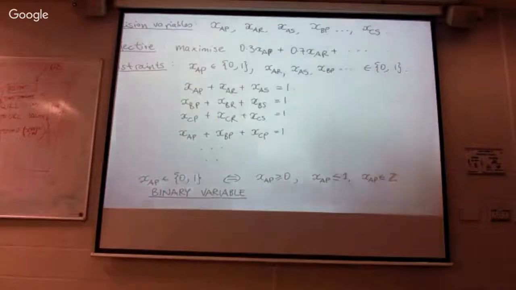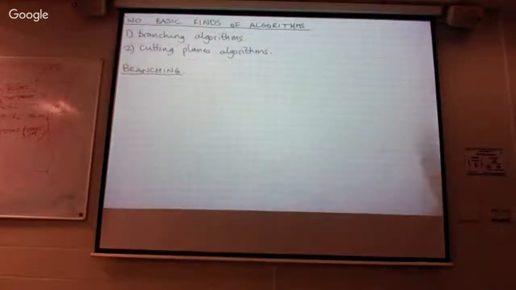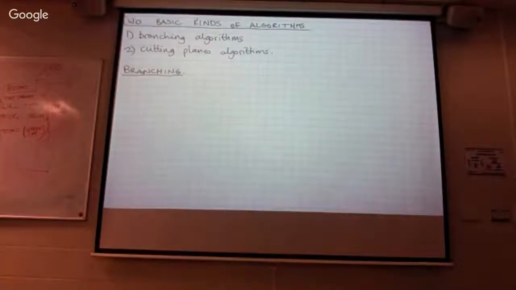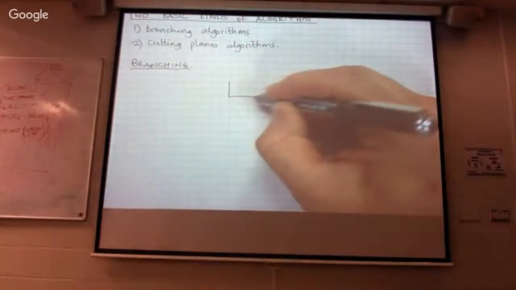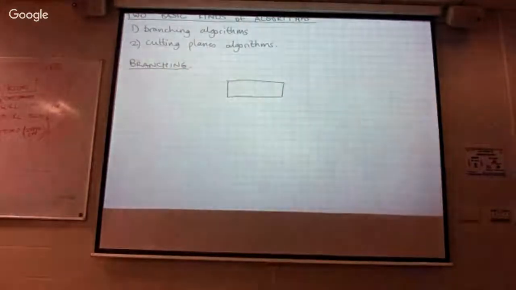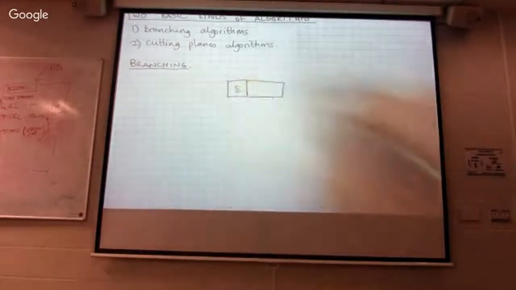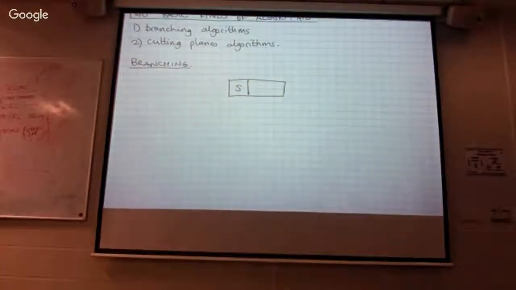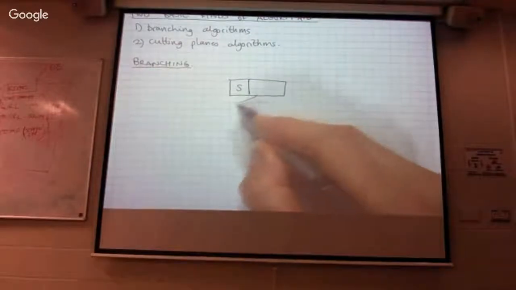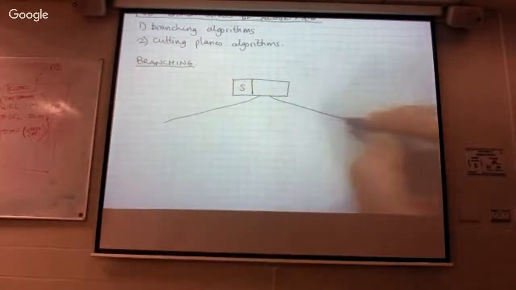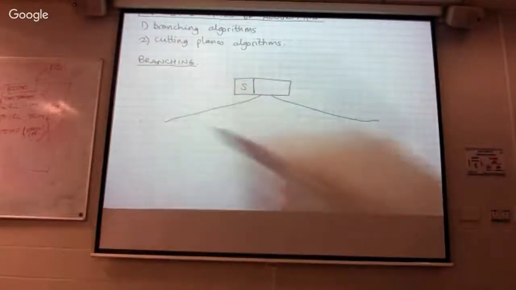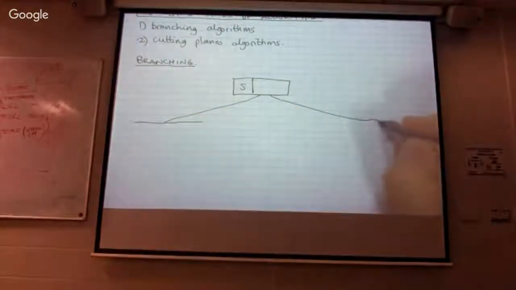I'll draw a tree which branches, and that's where the name branching comes from. So the problem we're trying to solve, I'll call it S. And that's the problem that we want to solve. That's the whole integer program that we have. But what's going to happen is we'll have 2 branches. And I don't yet know which is going to be the better one.